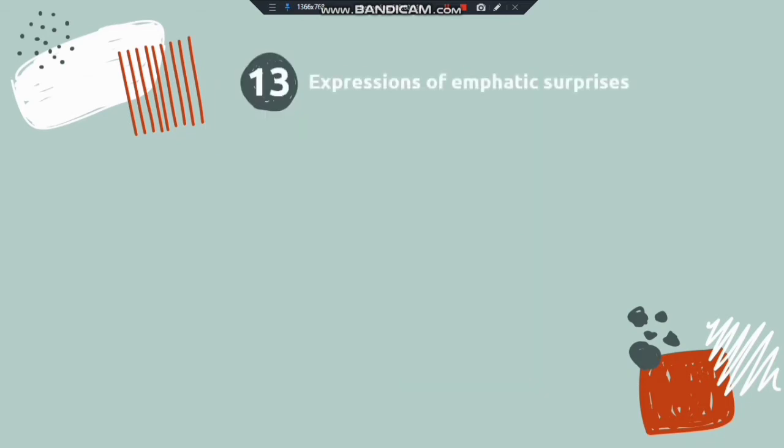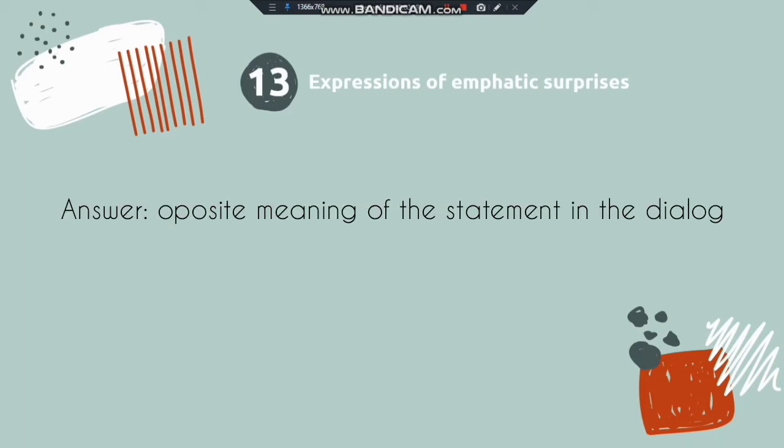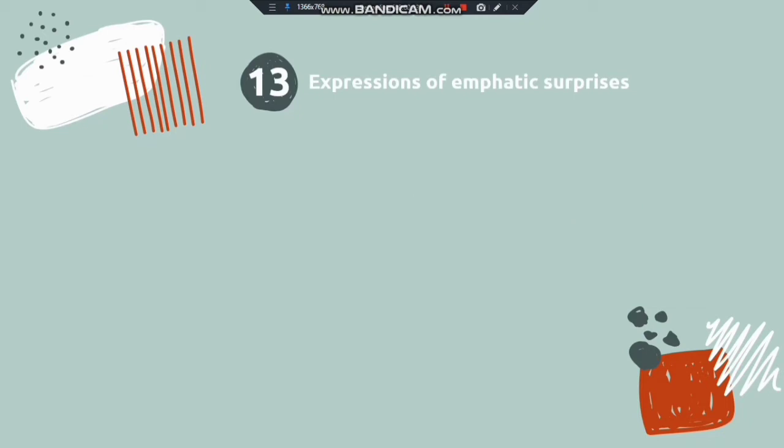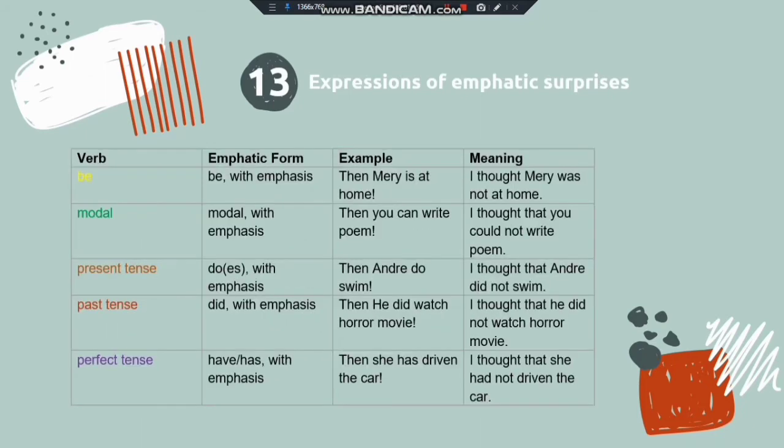Number 13. Expressions of emphatic surprise. If you find this kind of question, what you have to do is choose the answer which has the opposite meaning from the statement. There are some kinds of emphatic surprise that you can find in the conversation. For example, "Then Mary is at home" means "I thought Mary was not at home."